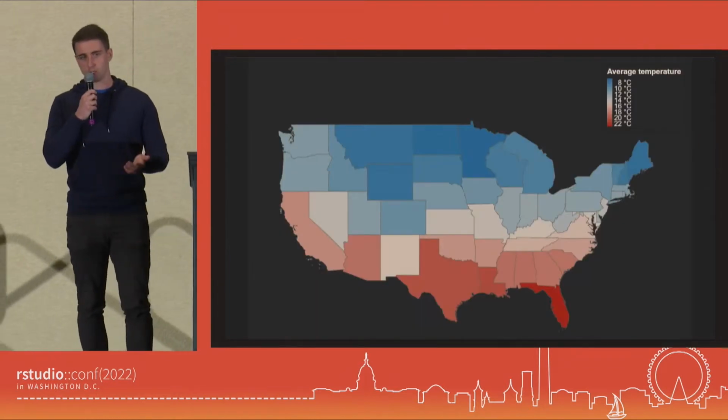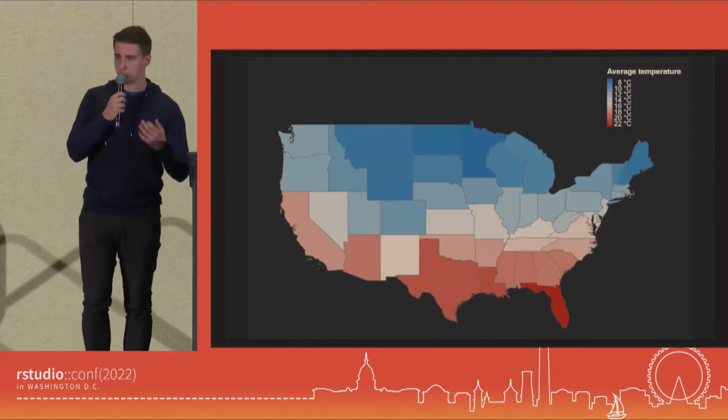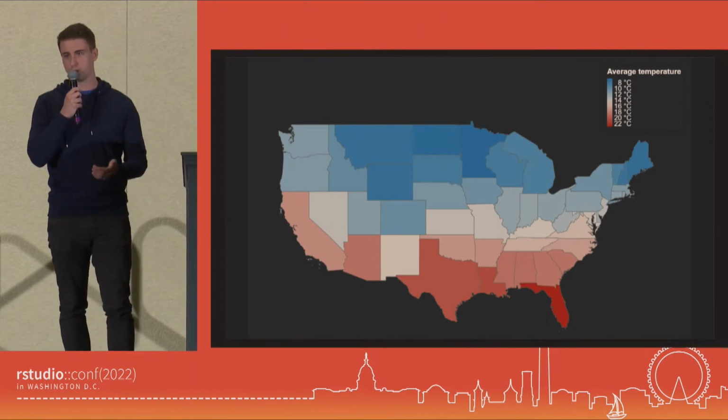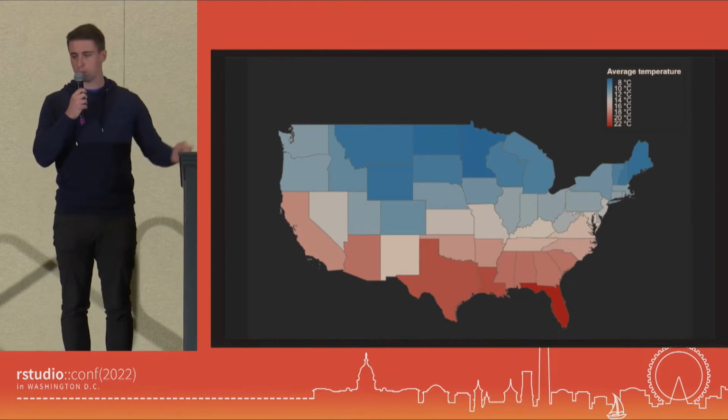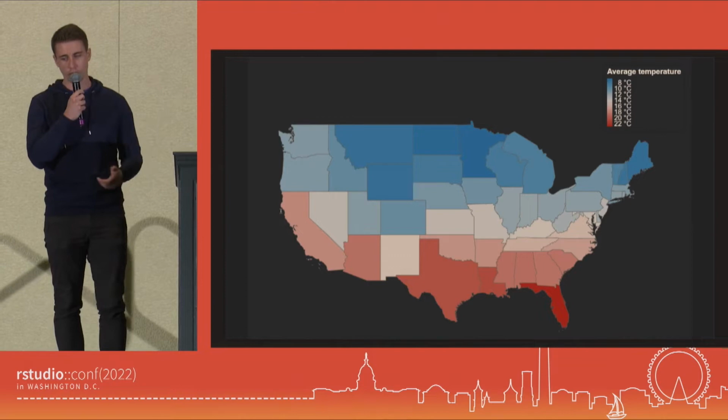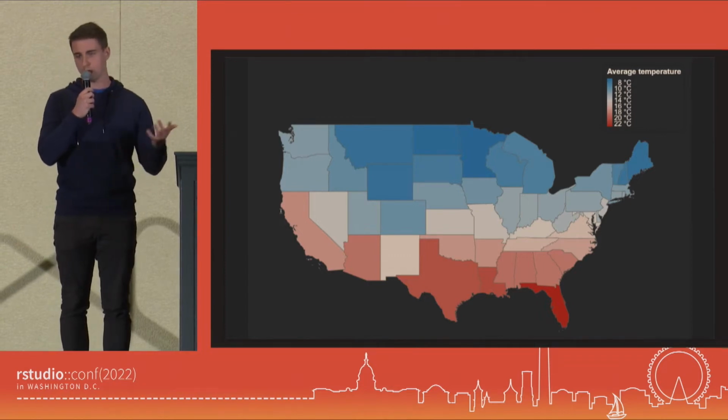When we work with spatial data, it is usually helpful to visualize the data on a map because of the geographical context and the intuitiveness that comes with it. So in this example, we see the average temperature per state, and already at the first glance, it becomes clear that the average temperature in the south is higher than it is in the north.